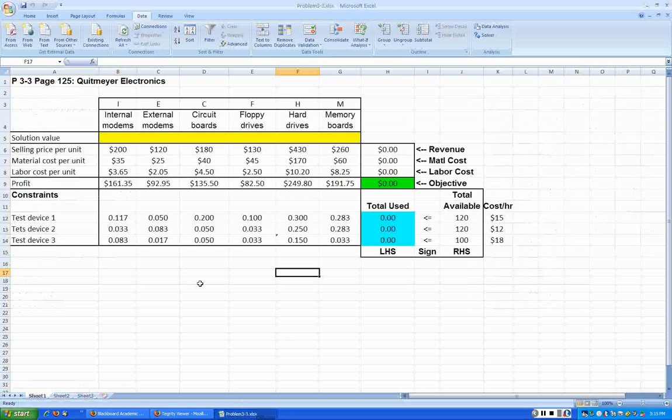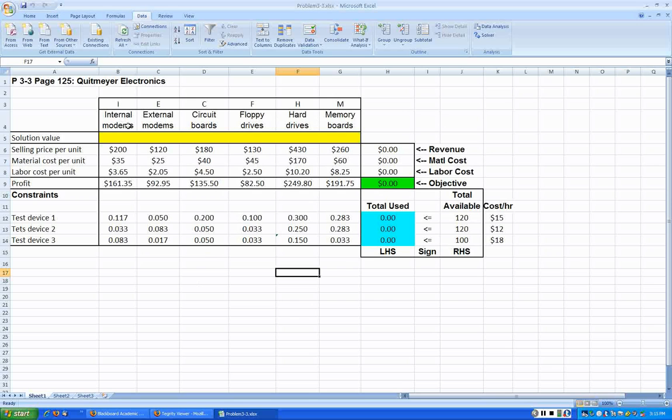Okay, folks, this is problem 3.3, page 125, Quickmire Electronics. This firm manufactures these 6 different peripherals for computers: internal modems, external modems, circuit boards, floppy drives, hard drives, and memory boards. The selling price per unit is given to us in the problem. That data is here. Also the material cost per unit is given, and that data is there. All these 6 different products go through 3 test devices: test device 1, 2, and 3.